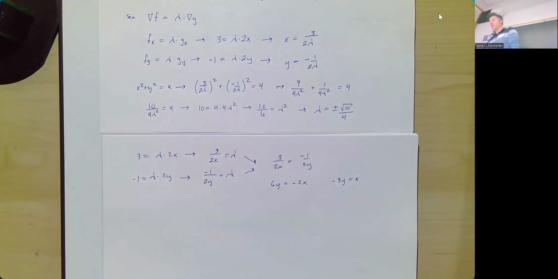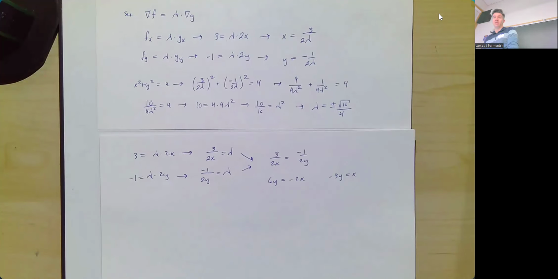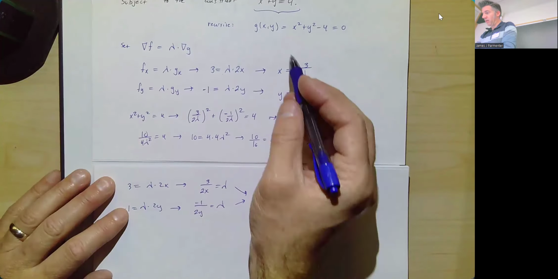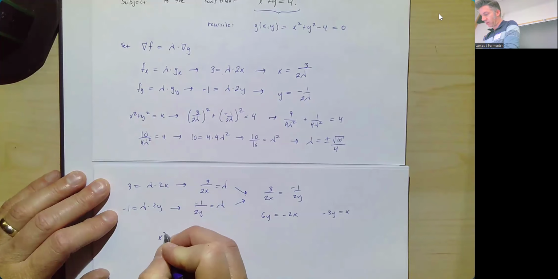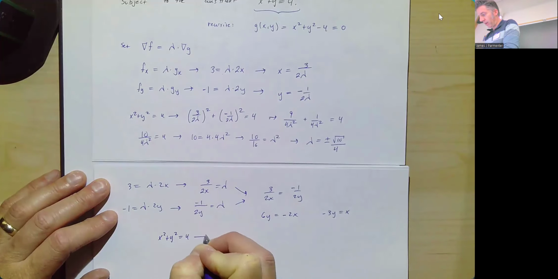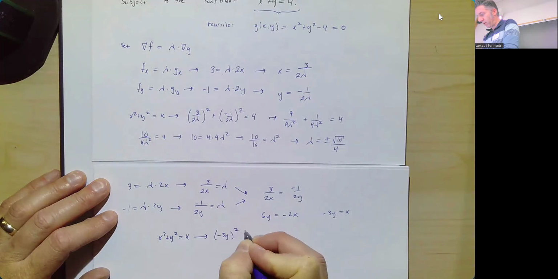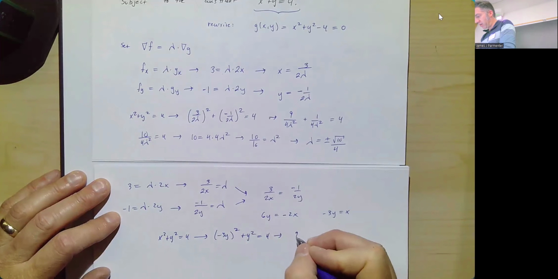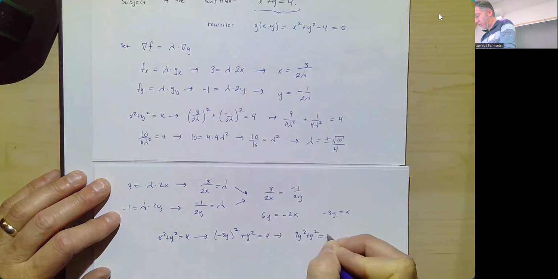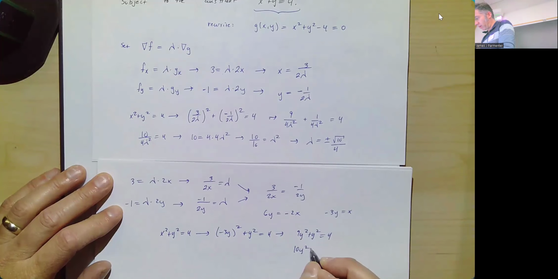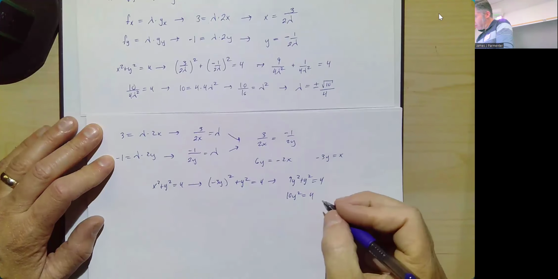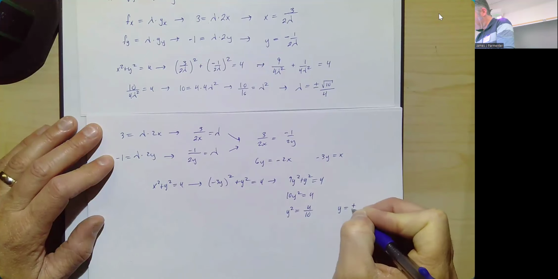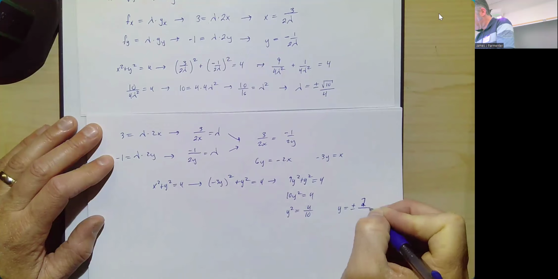And then you can plug that into your constraint and bypass using lambda completely. If you plug that back into your constraint, instead of x squared plus y squared equal to 4, now I'm going to get negative 3y squared plus y squared equal to 4, which gives me 9y squared plus y squared equal to 4. So 10y squared equals 4. y squared equals 4 over 10. y equals plus or minus the square root of 4, which is 2, over the square root of 10.